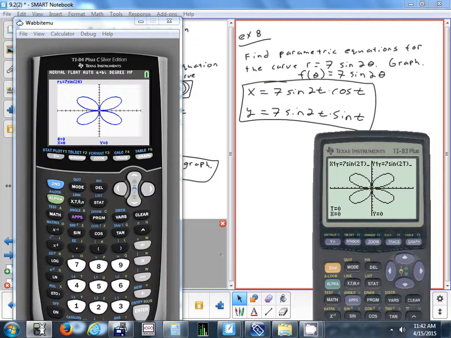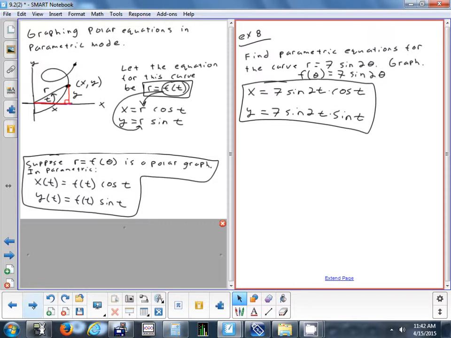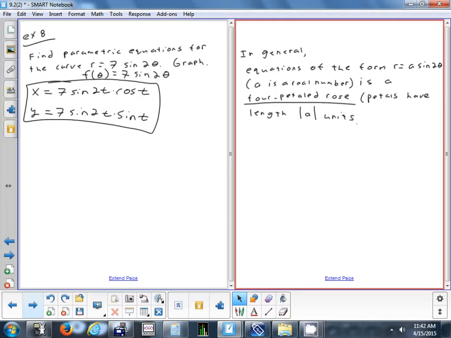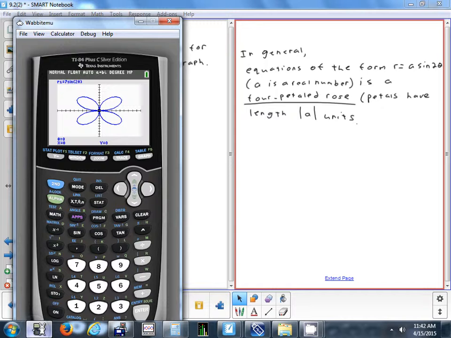Any question on that? Okay, this particular image, okay, is called a 4-petaled rose, okay, because it has what looks like 4 petals. And the number that you put in front of the trig function basically controls the length of the petal.